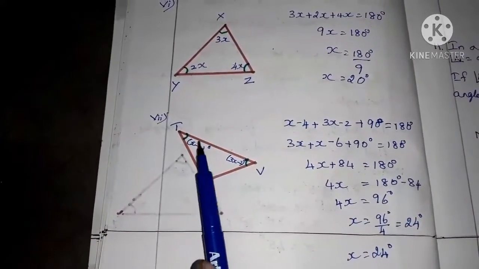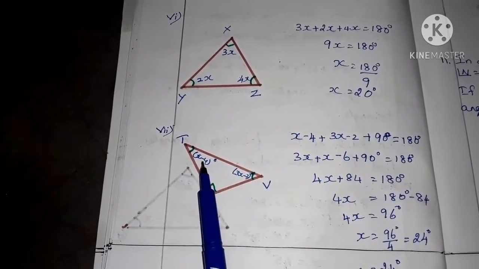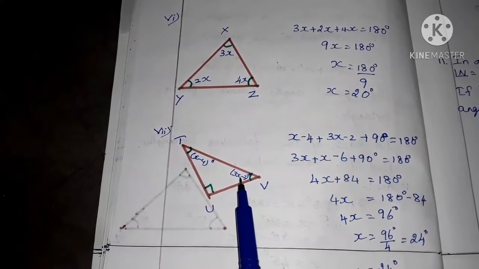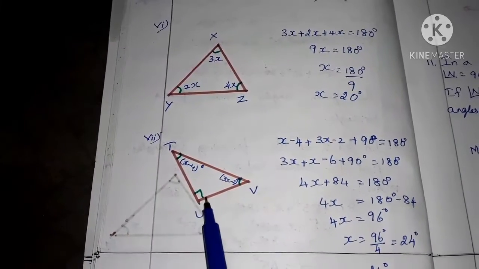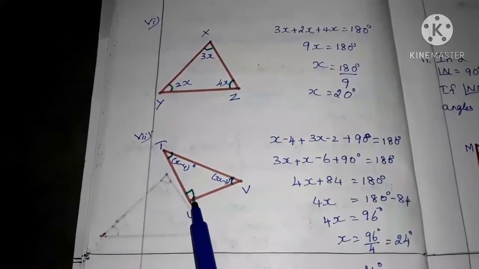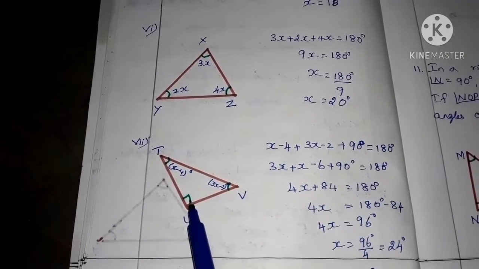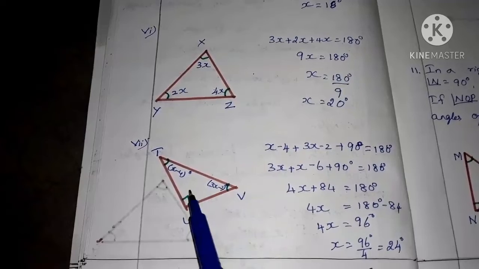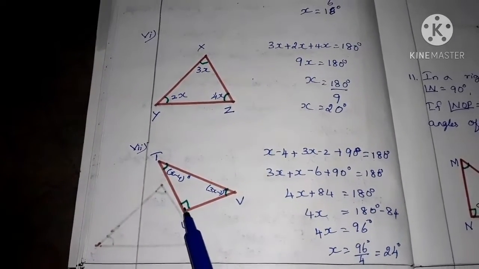Next, question number 7. So they have given x minus 4 degree and 3x minus 2. Here they have given it like this. You know that when they give it like this, what is this angle? Yes, this is 90 degree. Because it is a right angle triangle, they have given the symbol like this. So this is 90 degree.